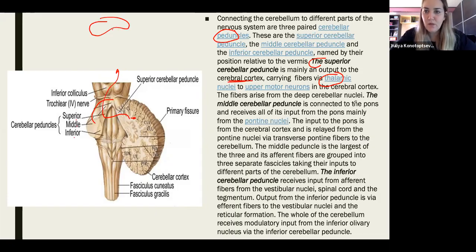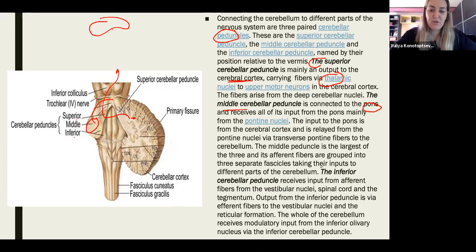The middle cerebellar peduncle has everything to do with pons. It's the major tract that simply connects pons to the cerebellum. There are so many connections between pons and cerebellum. This is why middle cerebellar peduncle is the biggest of the three. It contains so many different tracts or fascicles. We will talk about them in a bit. So middle is the biggest one, and its connection is cerebellum to the pons.